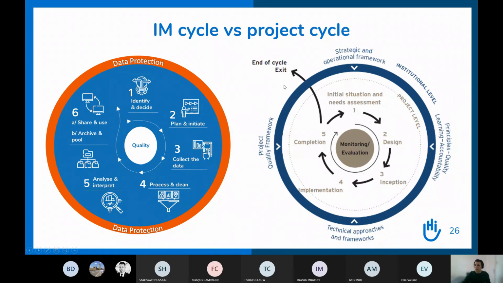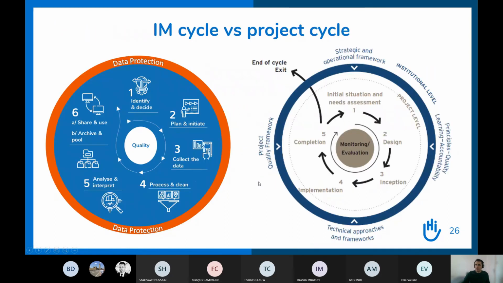So I just wanted to show you the two cycles, but really to tell you that these are not the same, and actually they do not go at the same rhythm. The IM cycle usually goes faster than the project cycle, because in one project you can have several data collections, data uses, and analyses.